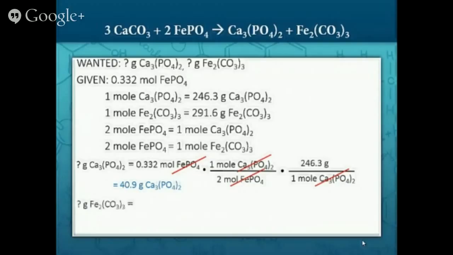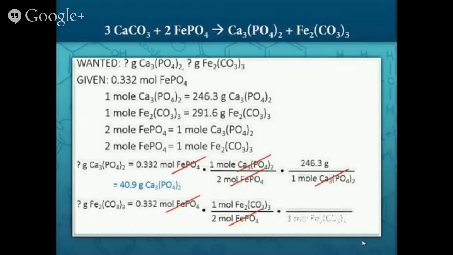The second half is how many grams of iron 3 carbonate are made from 0.332 moles of iron 3 phosphate, dot line. We know that 2 moles of iron 3 phosphate make 1 mole of iron 3 carbonate, so the moles of iron 3 phosphate cancel out. And then we know that 1 mole of iron 3 carbonate has a mass of 291.6 grams. So the moles of iron 3 carbonate cancel out. We multiply the numerators together and divide by the denominators, and we get 48.4 grams of iron 3 carbonate.